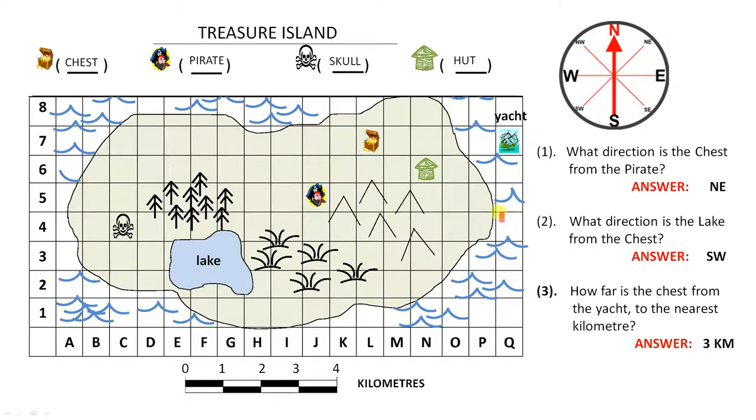Here's another map, and we have some questions. Question number 1. What direction is the chest from the pirate? Now that's the chest there, and that's the pirate, so let's find those on the map. There's the chest, and there's the pirate. So let's focus on the pirate. If the pirate was there in the middle and you moved in that direction, that would be northeast.